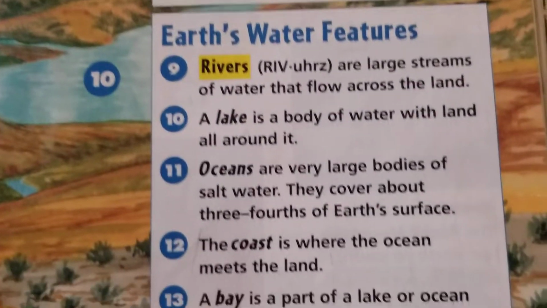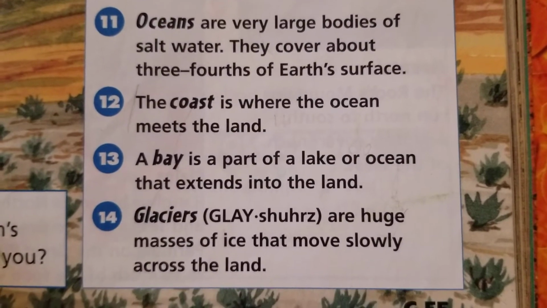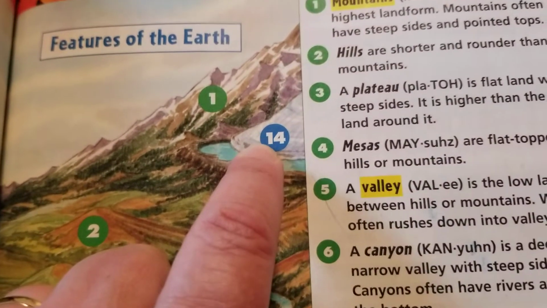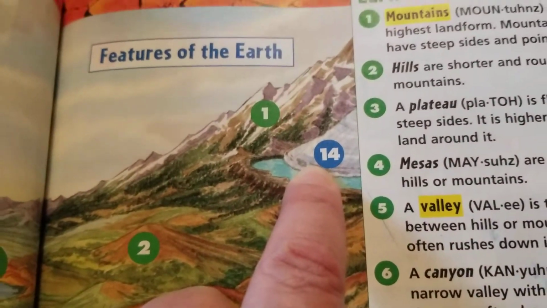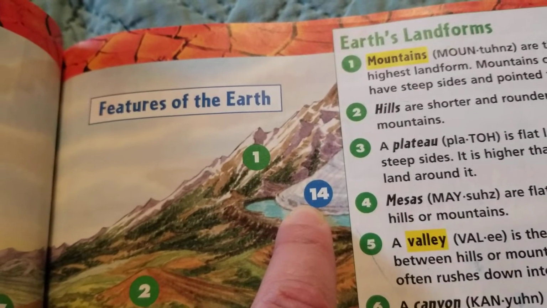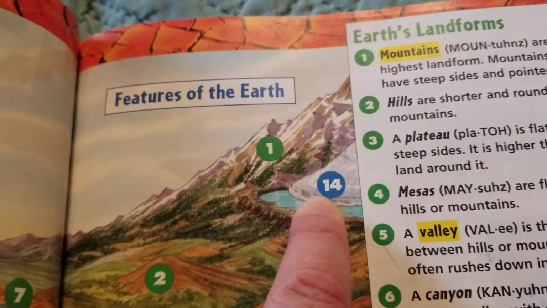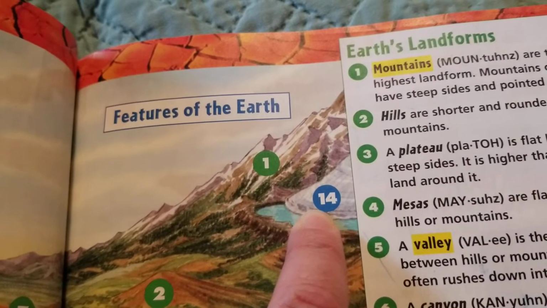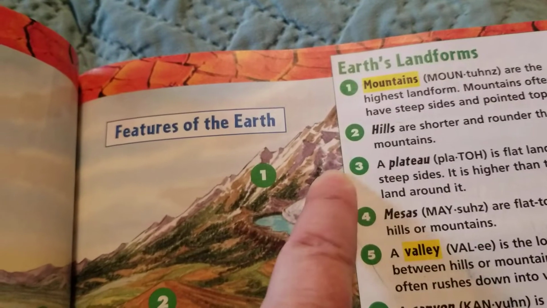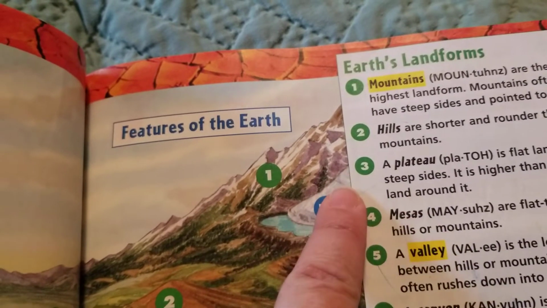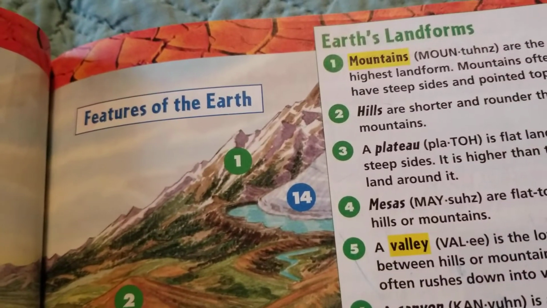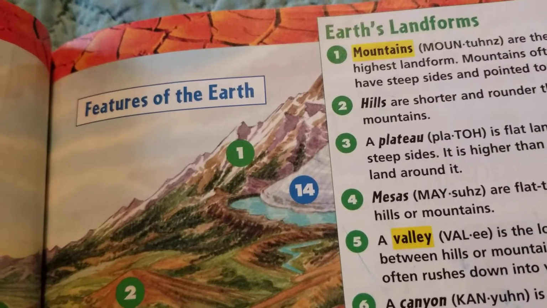And finally, glaciers are huge masses of ice that move slowly across the land. There are very few glaciers left in the United States. You can visit Glacier National Park, and there just aren't as many glaciers there because much of it has melted, but it is like a continual moving. You don't see it sliding or anything, but it's just slowly moving, big, deep masses of ice, and that would be a glacier.